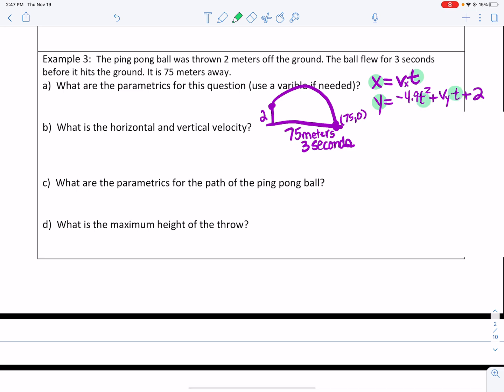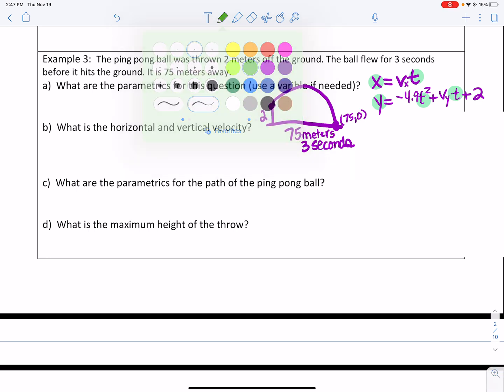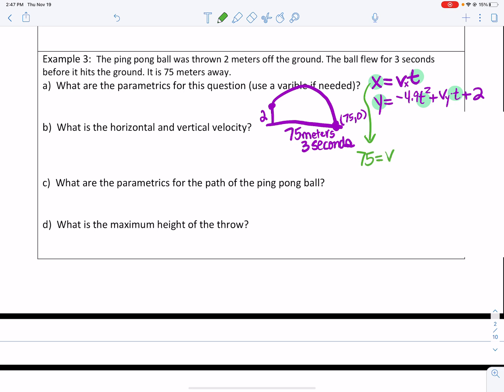So if I fill in the stuff that I know, at 75 meters, I'm going to do this right down here. I know that 75 meters equals v sub x times 3. So if I divide by 3, I know my v sub x is 25. So my parametric would be x equals 25t, because I found my horizontal velocity since I knew pieces of the equation. I highlighted the pieces that I knew.